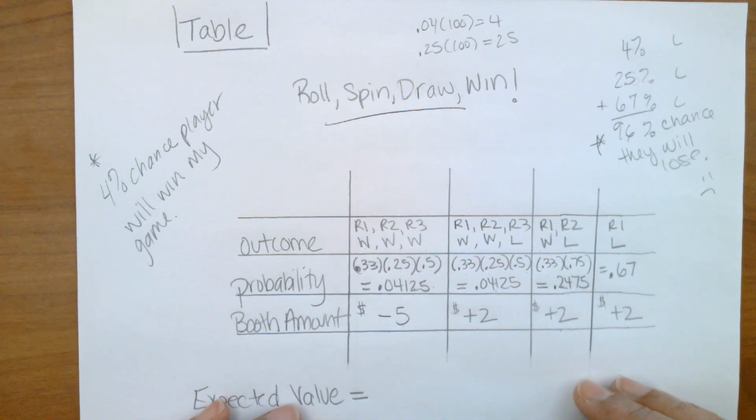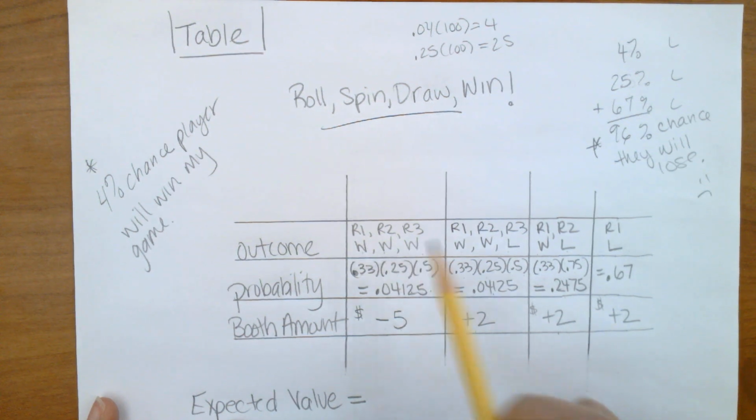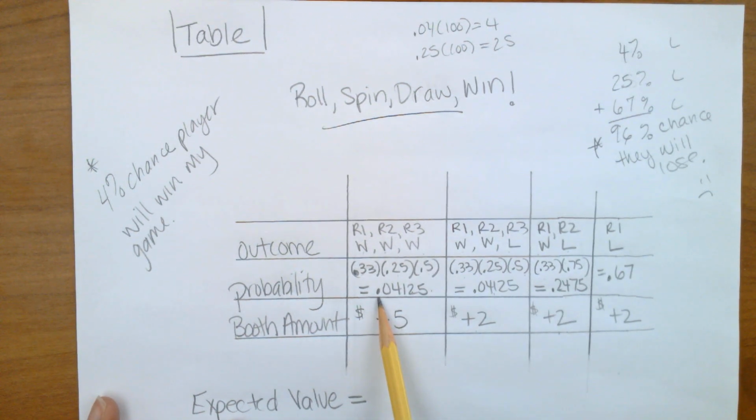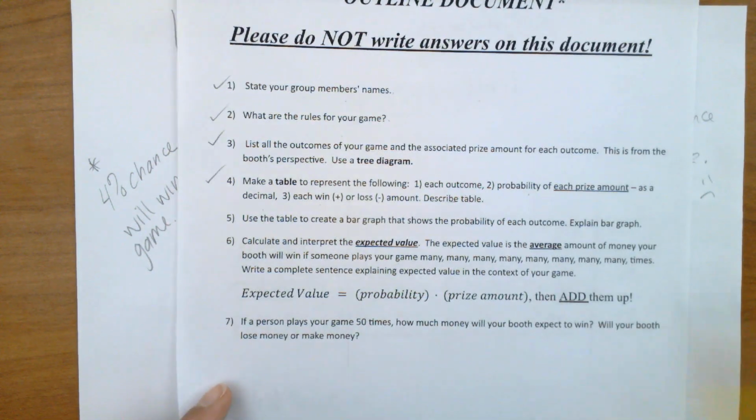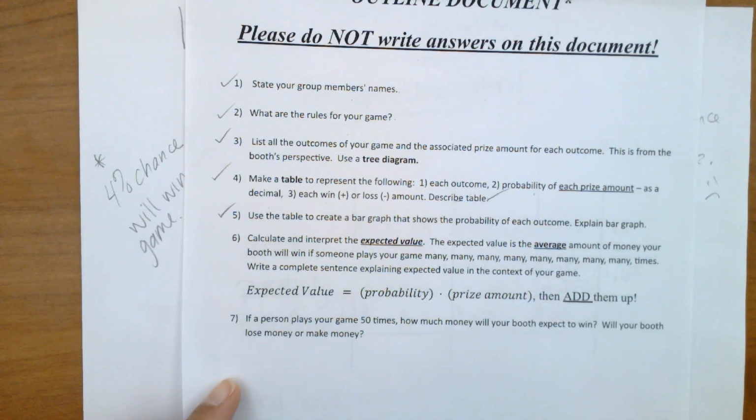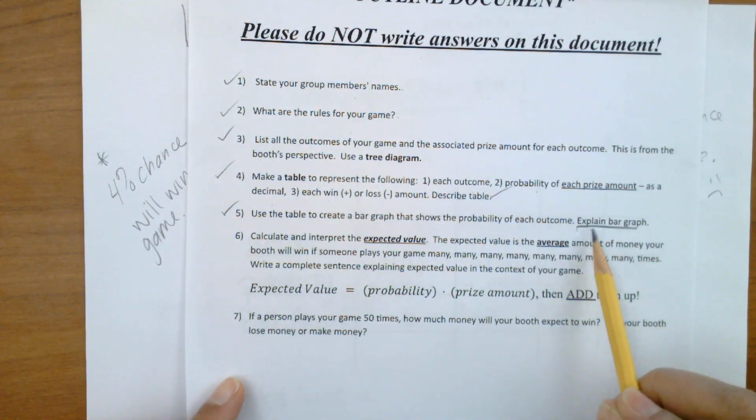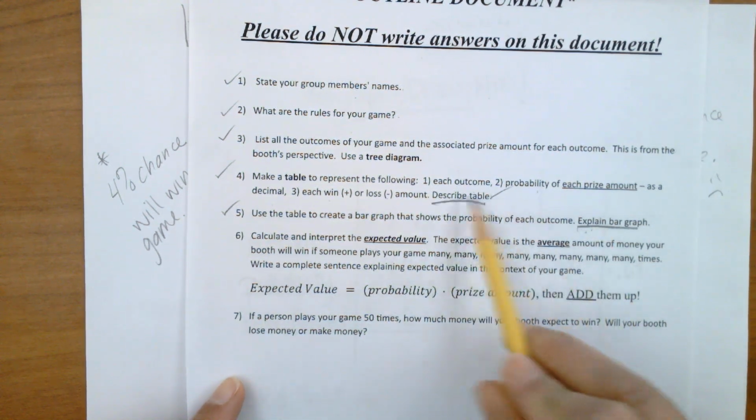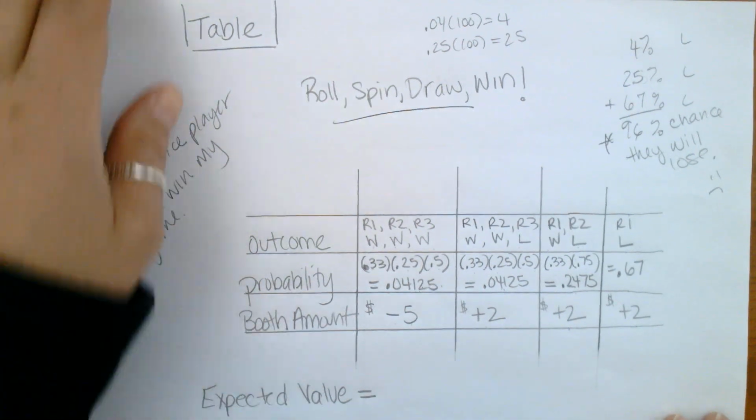You can also describe by saying, if they win round 1, round 2, and round 3, there's a 0.04125 probability of that happening. Sentences like this, that's what I'm looking for when I say describe the table. Okay, let's move on. Number 5, use the table to create a bar graph that shows the probability of each outcome. Explain the bar graph. A lot of people forget to do the explain and describe. Please do not. It counts. If you don't explain or describe, you're only doing half of it.